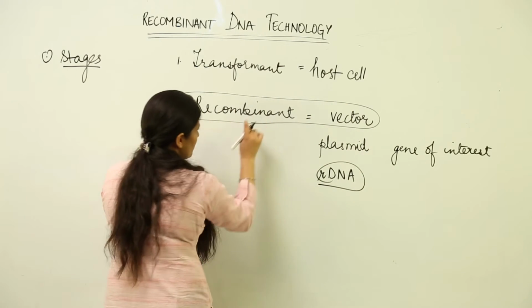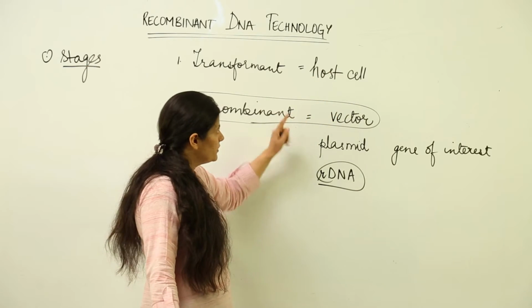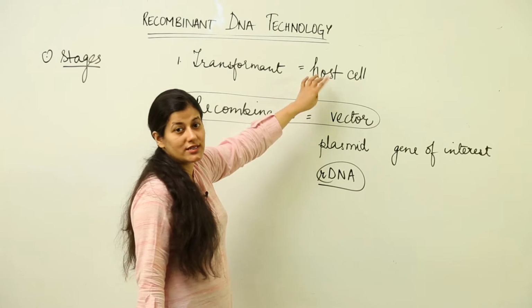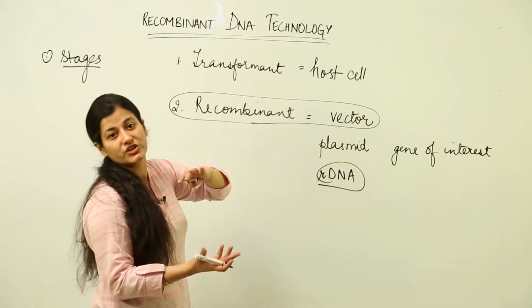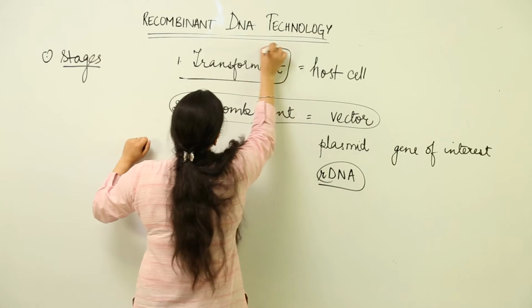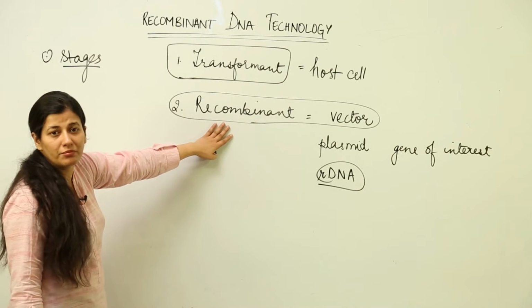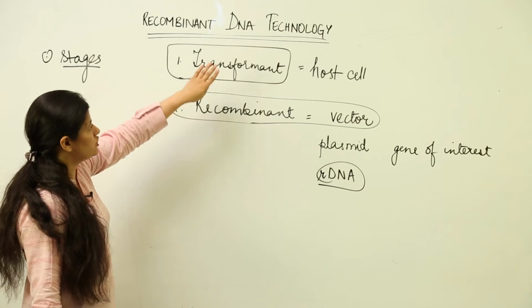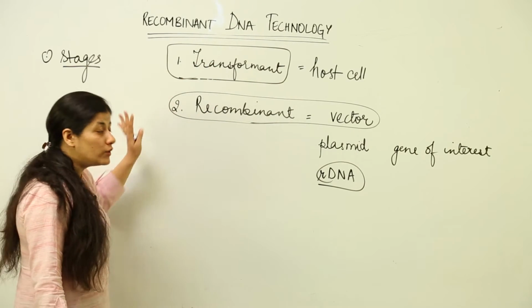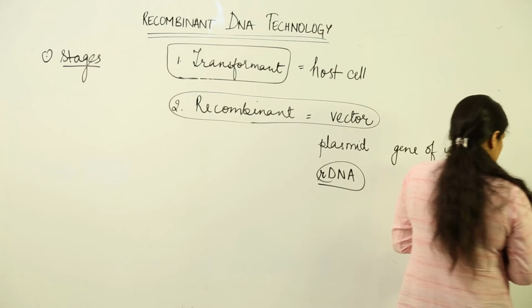Now this recombinant has to be incorporated into the host cell. This recombinant would be introduced into the host cell and that would transform the genetic composition of the host cell. Then the host cell becomes a transformant. So with the help of a recombinant vector, we are going to achieve a transformant, and we are going to see what all stages are involved in this process.